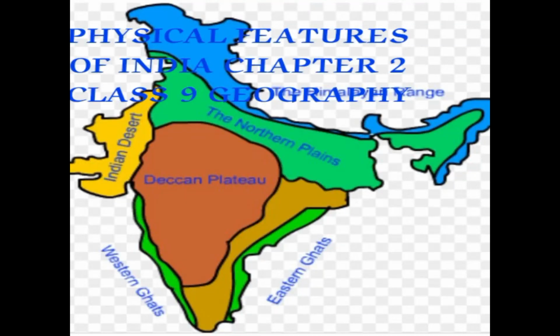Hello and welcome to the presentation on the physical features of India, Chapter 2, Class 9 Geography. The physical features of India can be classified into the mountain ranges, that is, the Himalayas, the northern plains, the Indian desert, the Deccan Plateau, the Western Ghats, the Eastern Ghats, and the island group.